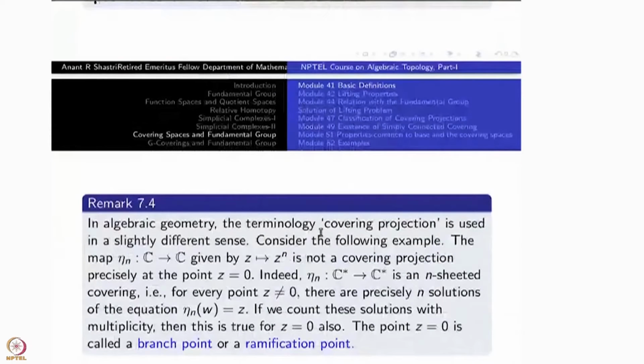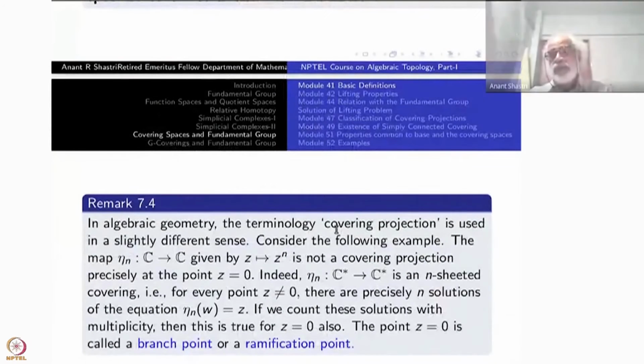Now, this covering projection word is used by different people in a slightly different way. So that is what one has to be careful about, especially in algebraic geometry. A covering projection need not be the covering projection the way we understand it, but it is not too far. So I will give you an example. Look at the map C to C, z going to z to the power n. We have seen that z equal to 0 is a difficulty point.